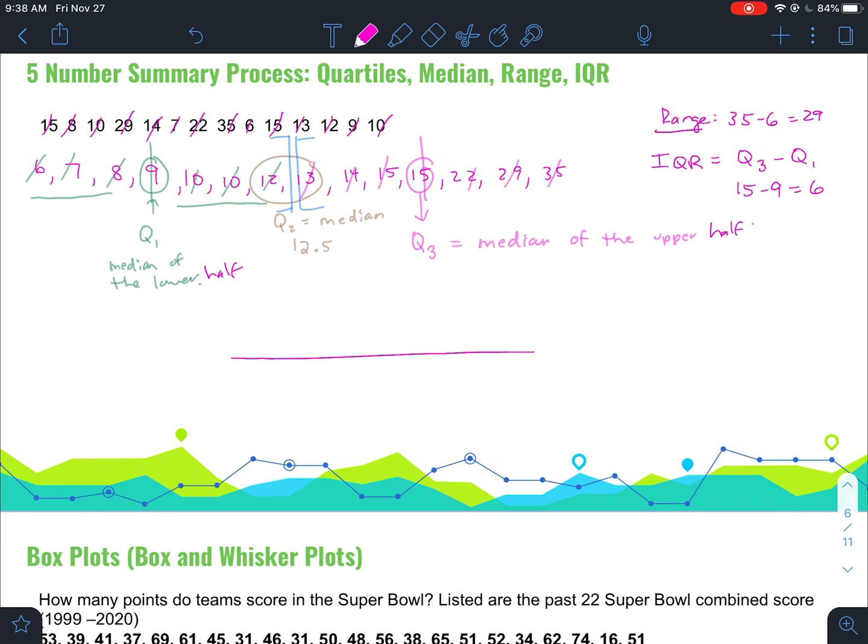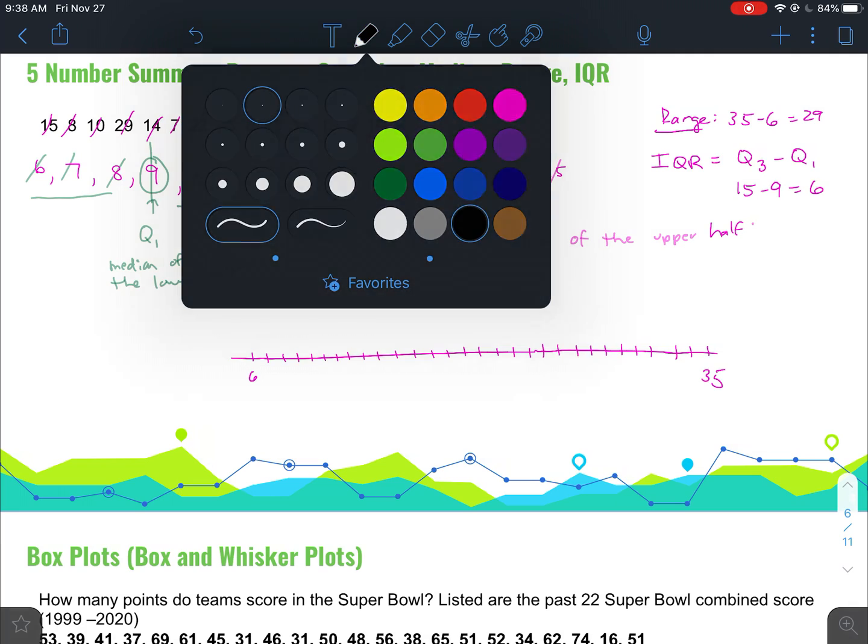So now if we actually want to make a box plot, we kind of think of it like on a number line. So on my number line, I'm going to go from 6 to 35. So 6, and then 7, 8, 9, 10, 11, 12, 13, 14, 15, 16, 17, 18, 19, 20, 21, 22, 23, 24, 25, 26, 27, 28, 29, 30, 31, 32, 33, 34, 35. So that is going to be my highest and lowest number.